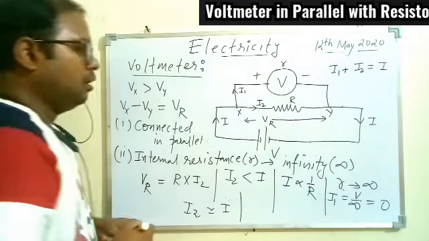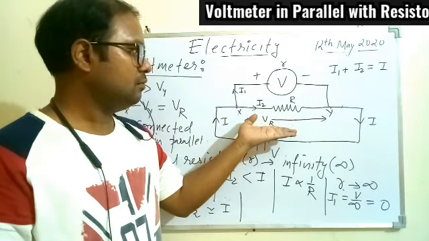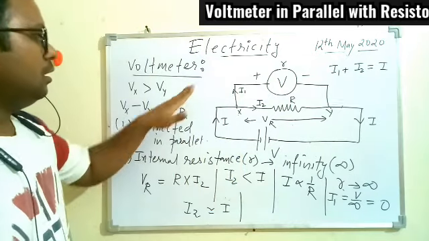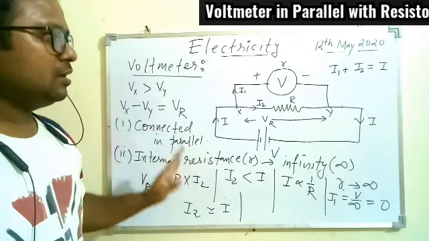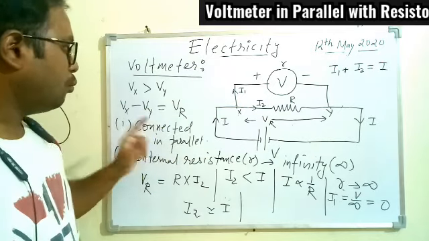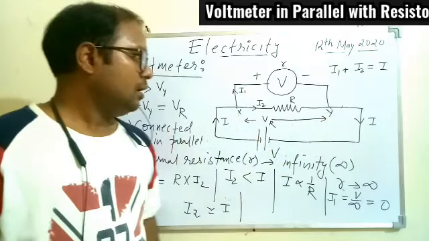So overall, whatever potential drop will take place across R will be calculated by the voltmeter. So the concept is, when a voltmeter is to be connected in the circuit, it must be in parallel. Why? We understood, so that it can show the potential drop between X and Y.